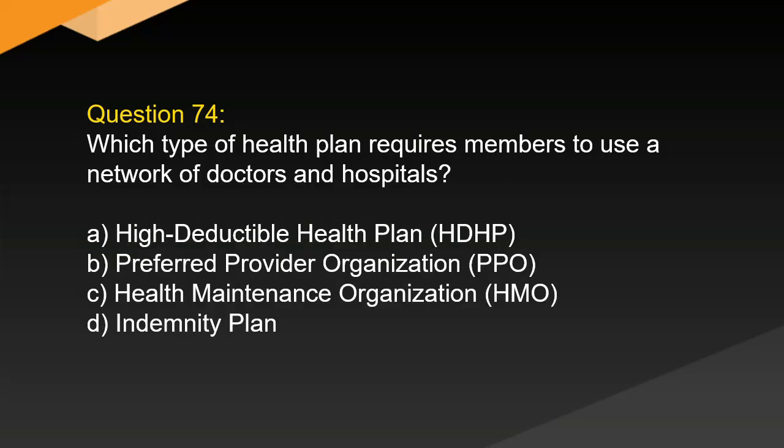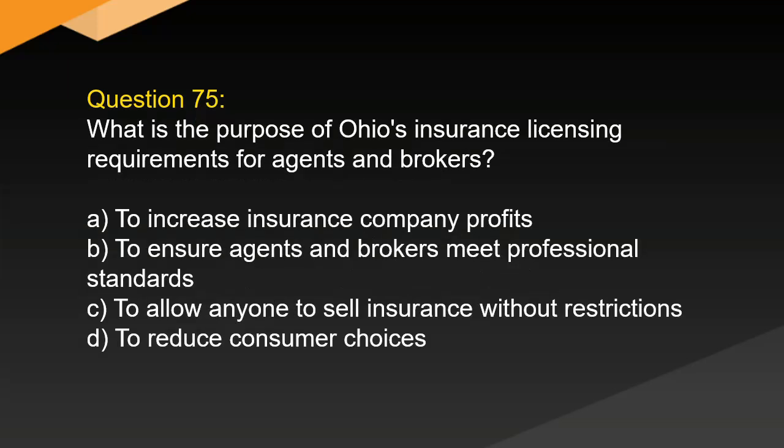Question 74. Which type of health plan requires members to use a network of doctors and hospitals? A. High deductible health plan, HDHP. B. Preferred provider organization, PPO. C. Health maintenance organization, HMO. D. Indemnity plan.